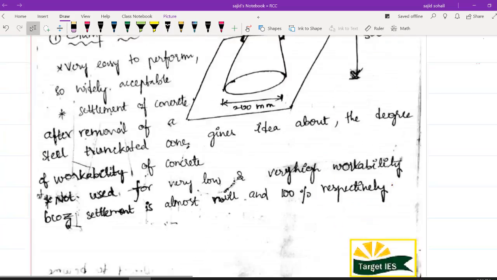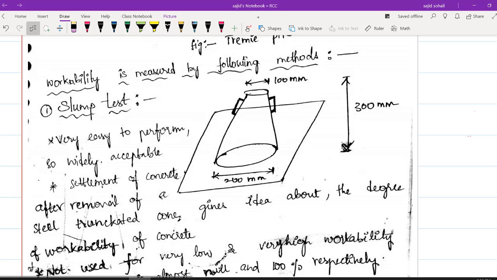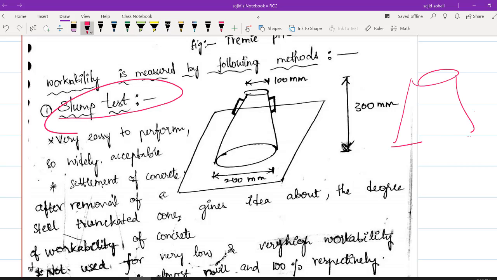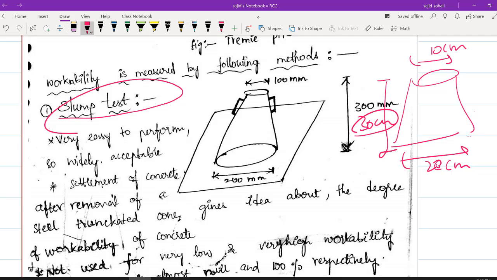See what are the various tests we have for workability. We have the slump test, the compaction factor test, the VV compactometer and many other tests. So the first one is the slump test. In the slump test there will be a cone like this. The bottom diameter is 20 centimeter, the top diameter is 10 centimeter, and the height is 30 centimeter. In mm you can remember it as 300, 200 and 100.